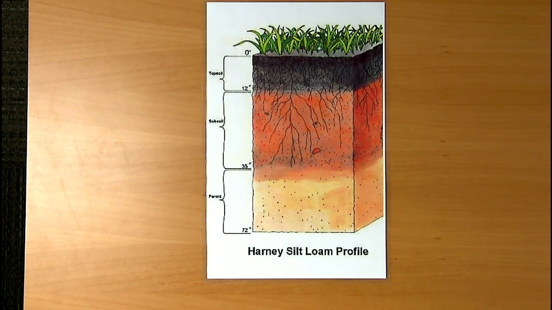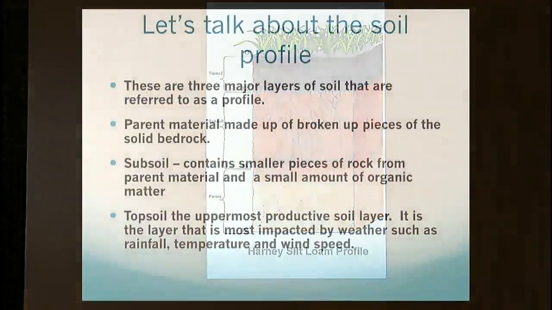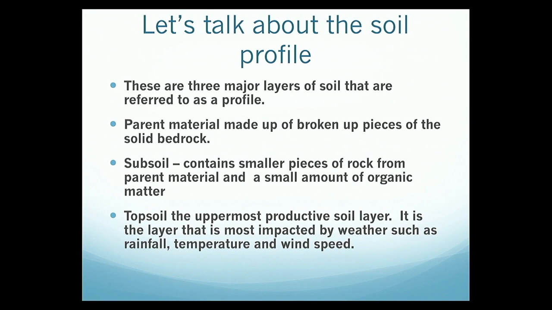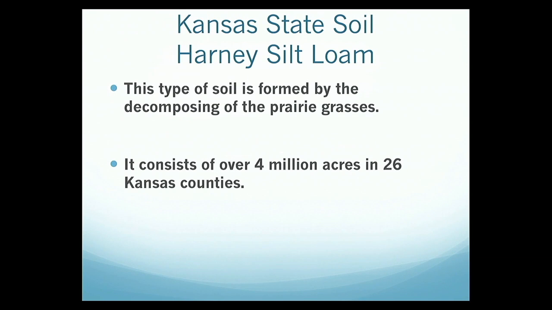Parent material is made up of broken up pieces of solid bedrock. Subsoil contains smaller pieces of rock from parent material and a small amount of organic matter. And topsoil, which is the uppermost productive soil layer, is the most impacted by weather, such as rainfall, temperature, and wind speed. In your lesson plan, it also tells you that the Kansas state soil is named Harney Silt Loam.